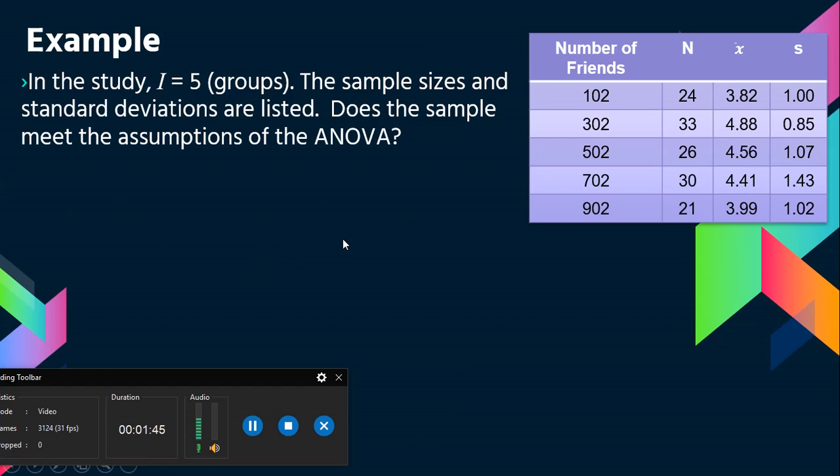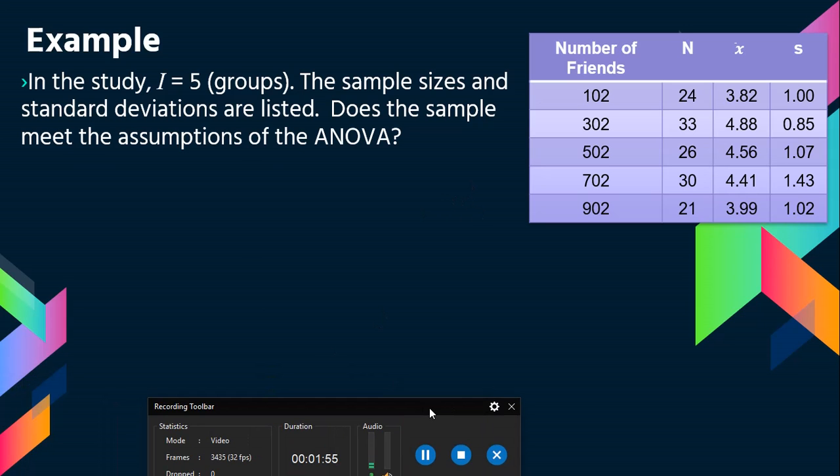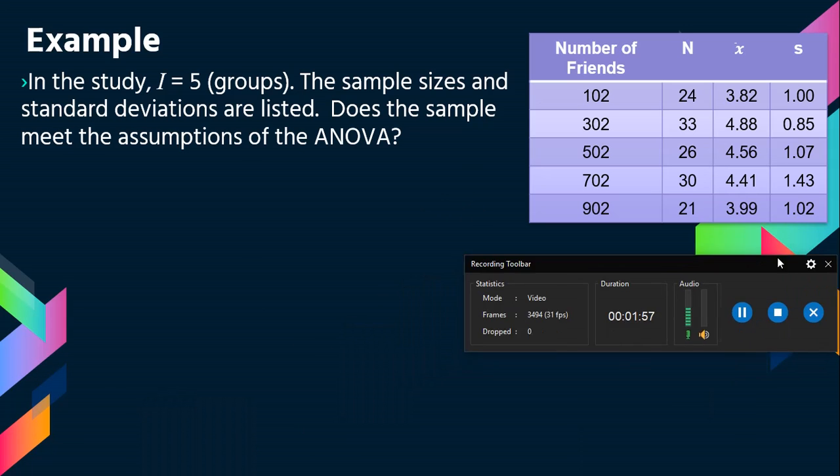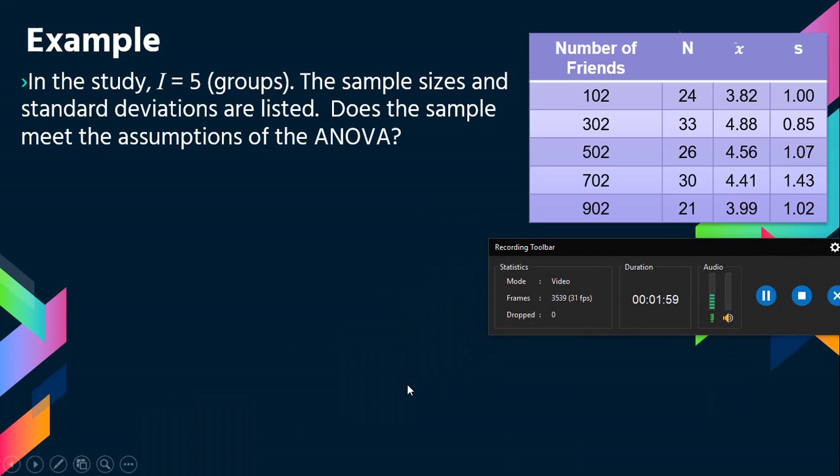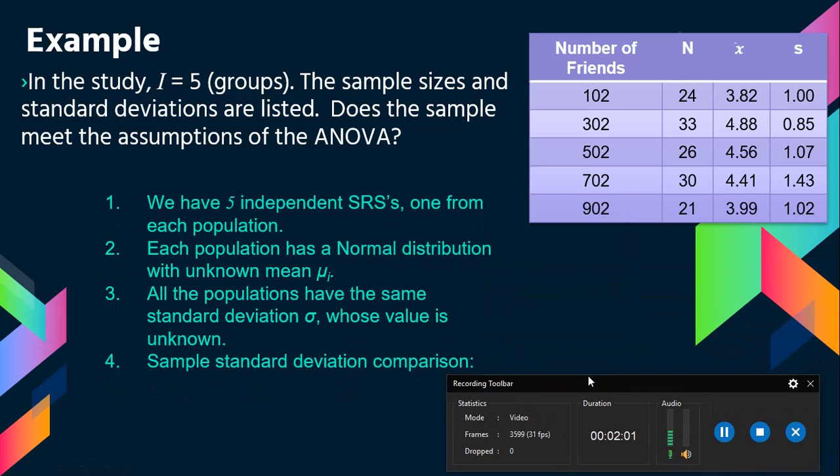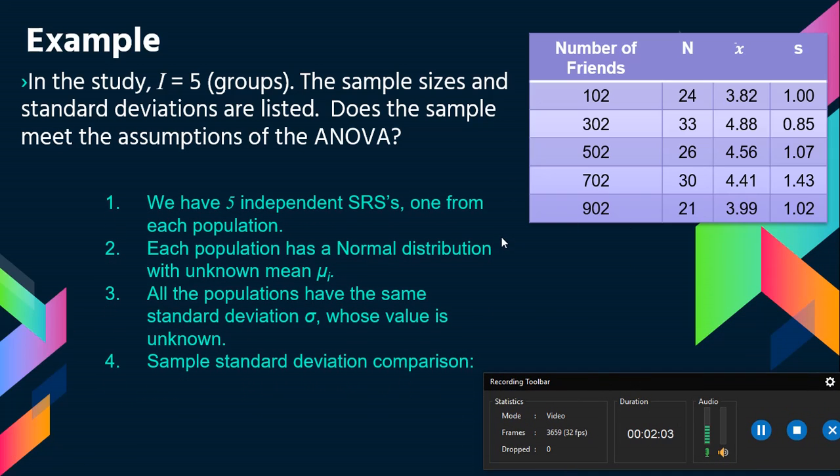So we have 5 different groups, each with a different number of Facebook friends. Sample sizes do not have to be the same. Does this sample meet the assumptions of the ANOVA? You don't have to rewrite all this. I'm just recalling from yesterday, but these are the assumptions that should be met. So we do have 5 independent, simple random samples, one from each of the different populations.